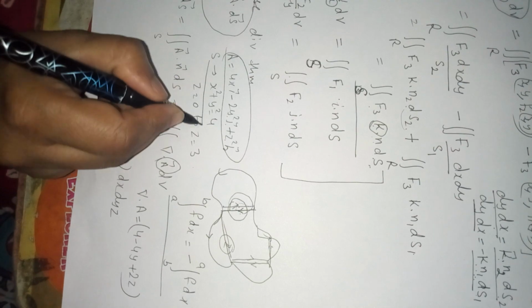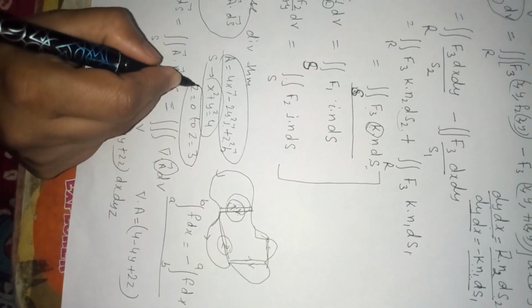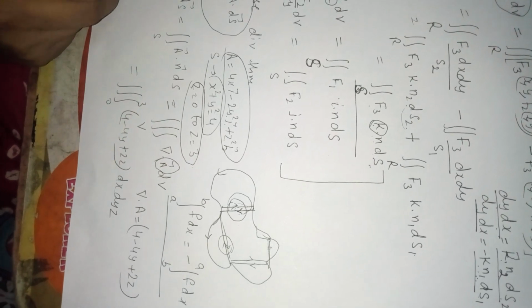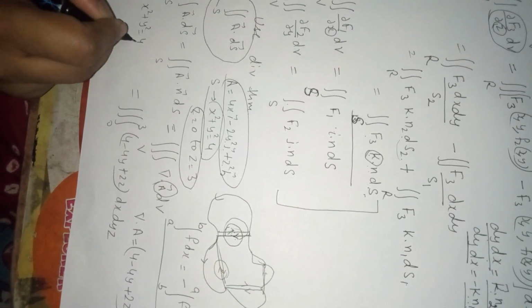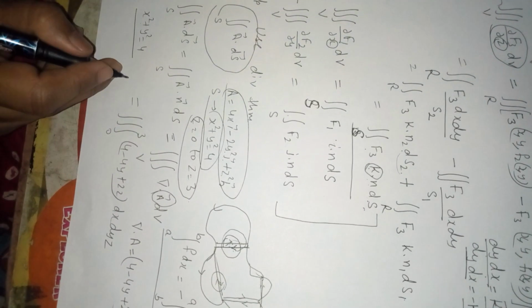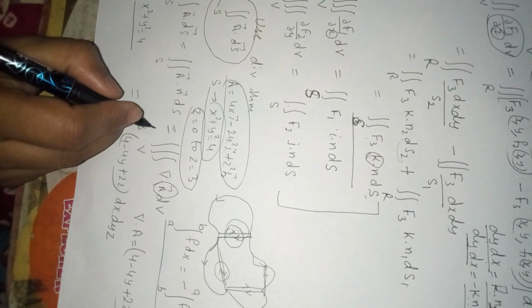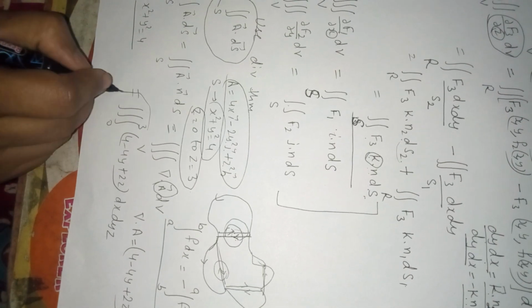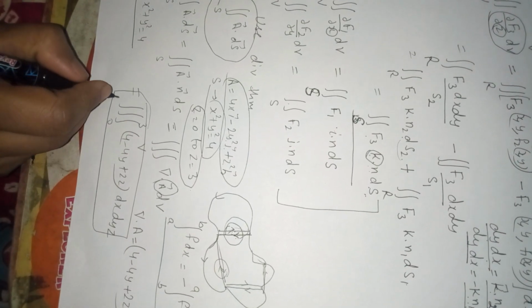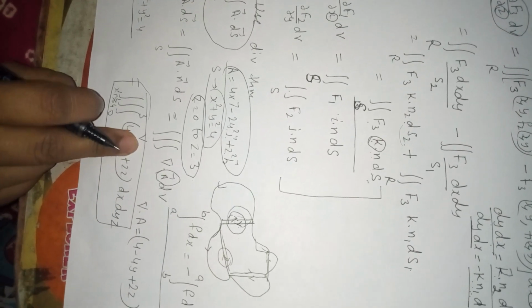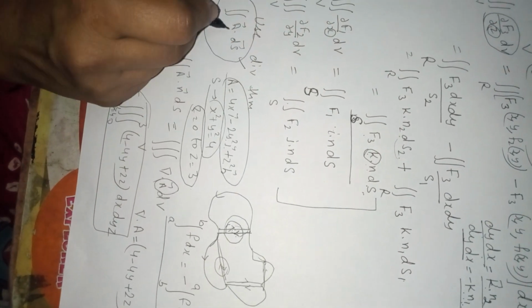Now here z varies from 0 to 3, and we can change x square plus y square equal to 4 into polar coordinates, or you can solve this in another way. You know how to solve the double integral and triple integral. So by solving this, you will get the value of the surface integral.